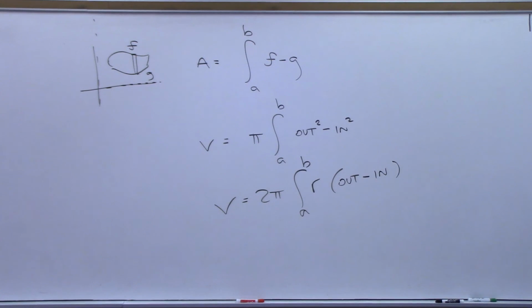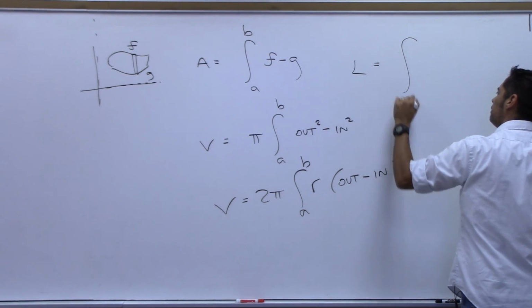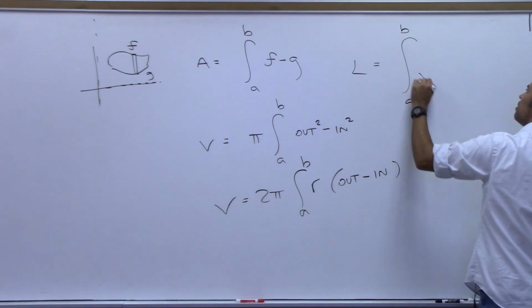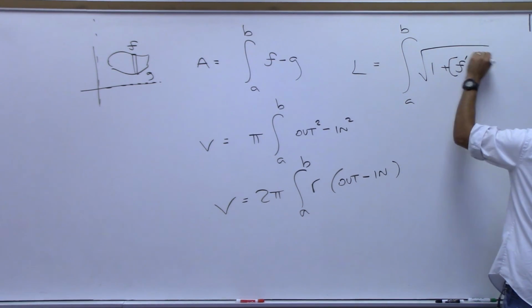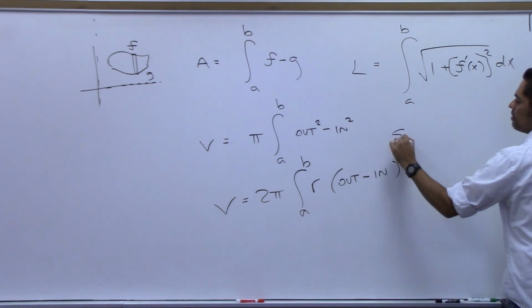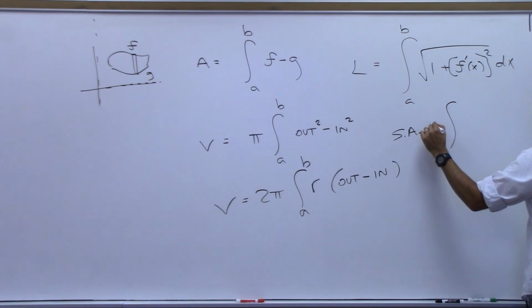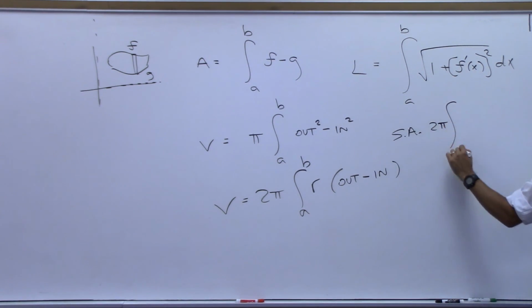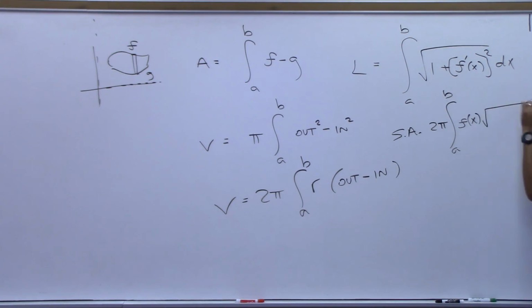What else? I only have 3 formulas. Oh, arc length, okay. The arc length is basically the integral from a to b of the square root of 1 plus the derivative of the function squared, dx. The surface area would be the same exact thing, except with 2 pi in front, and f of x in front of that square root thing. These are so similar.